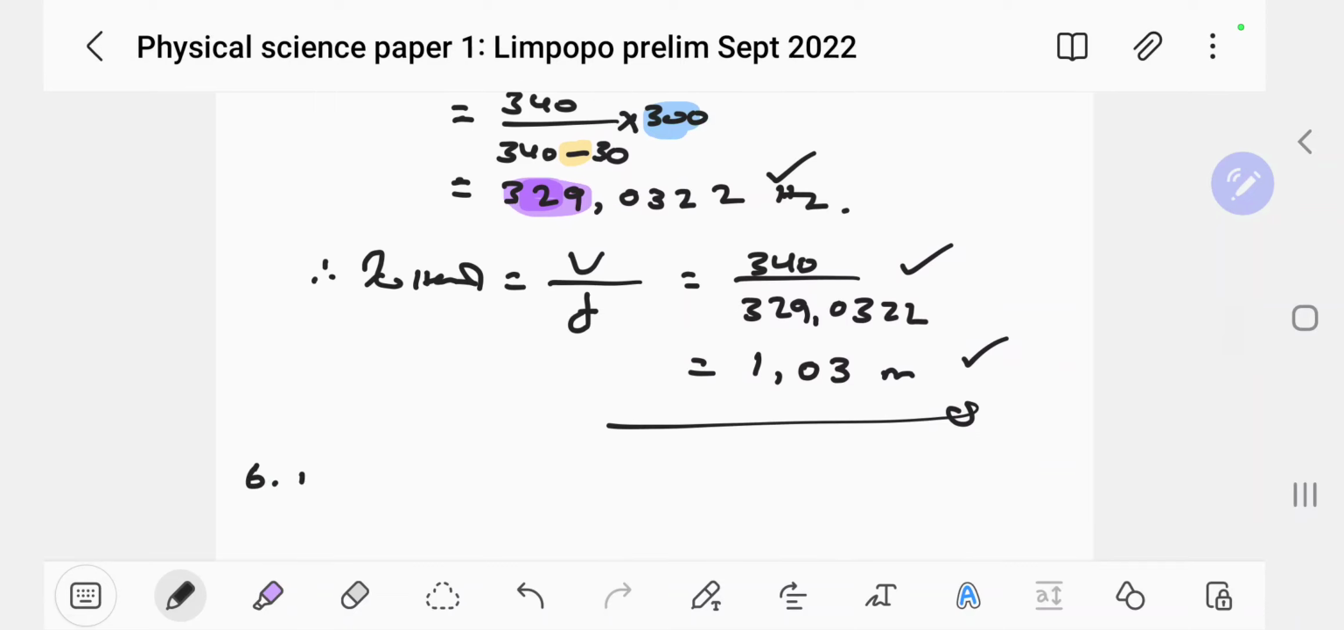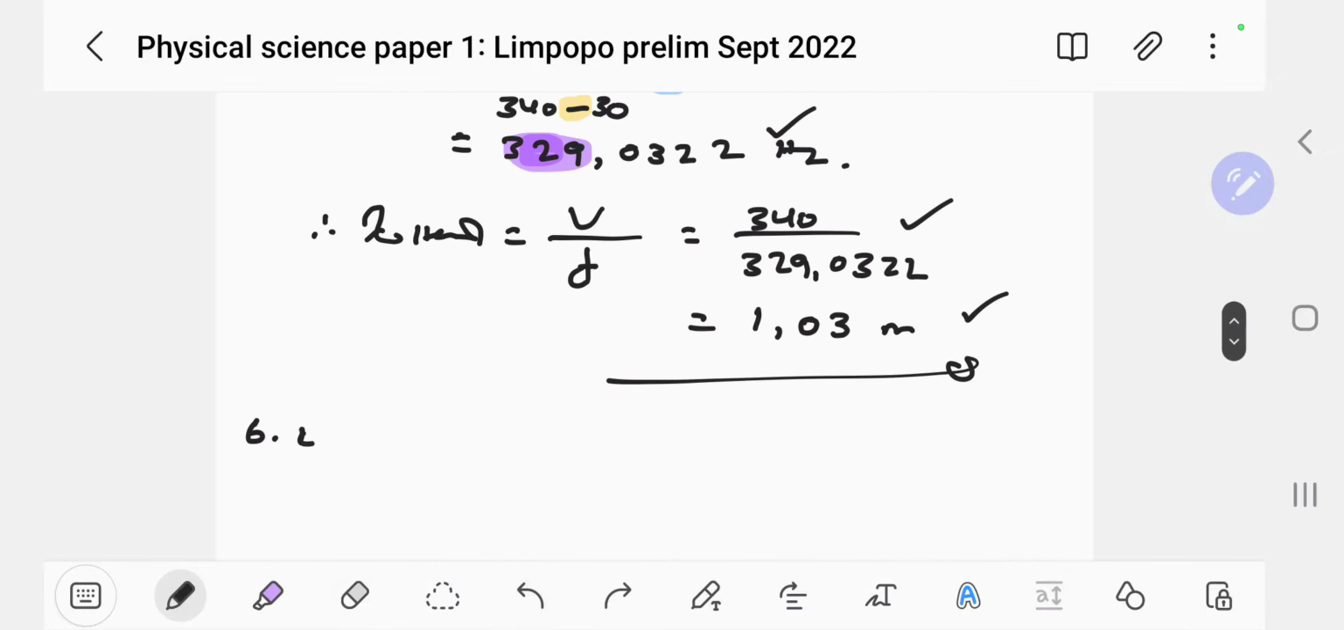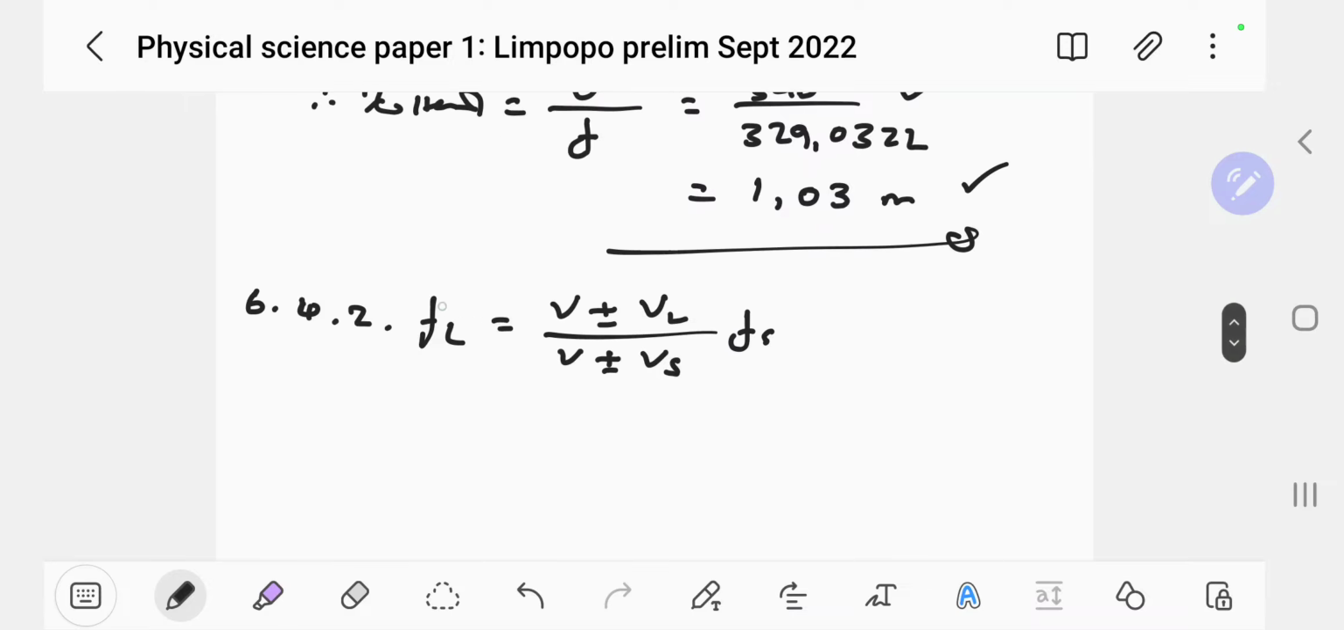So we have 6.4.2. Again, the frequency of the listener is going to be equal to, again, the Doppler effect equation. Yeah, man, this thing is long, and I'm getting a bit tired. But you can't cry, guys. You just have to keep fighting until it's over. If you start making excuses for yourselves, you're just going to cause yourselves unnecessary problems.